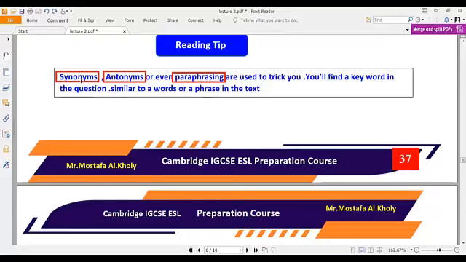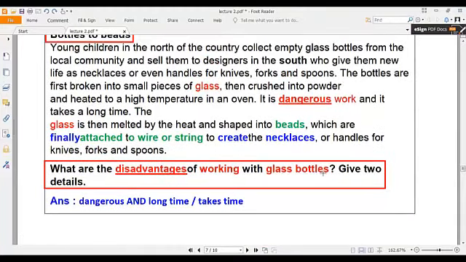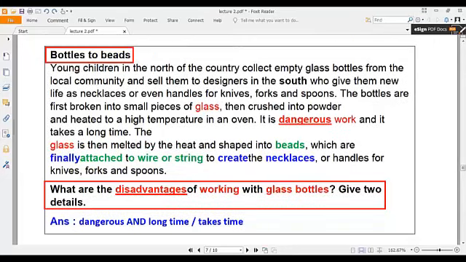يبقى احنا دلوقتي عايزين نطبق الفكرة دي اللي هي السينونيمز والانتونيمز والبارaphrasing، نشوف هو مستخدم ايه فيهم. ادي السؤال بيقول what are the disadvantages of working with glass bottles. Okay, we'll give you a minute to read the paragraph and tell me what similar meaning he used, or did he use the antonym, or did he use paraphrasing, and what is the answer of this question from this paragraph. The key words here are what? Disadvantages, number two, working, and glass bottles.